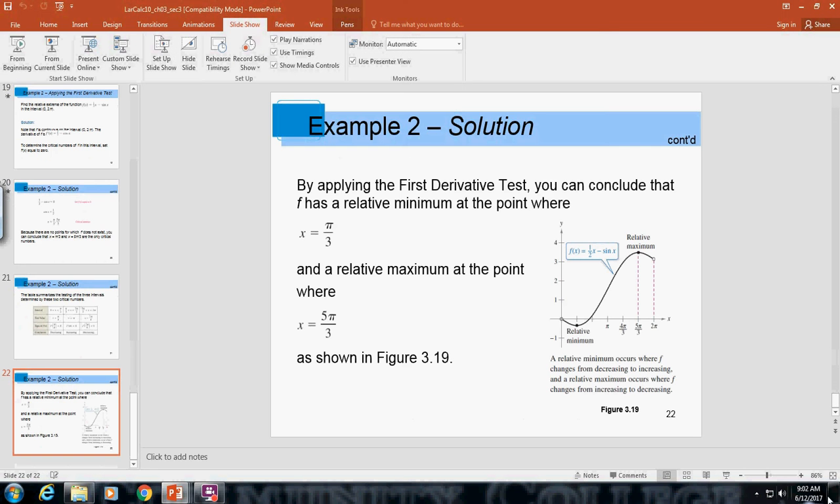All right, let's look at a worksheet here. So notice that the directions say start by finding the critical points and any discontinuities, and then find the open intervals where it's increasing or decreasing.